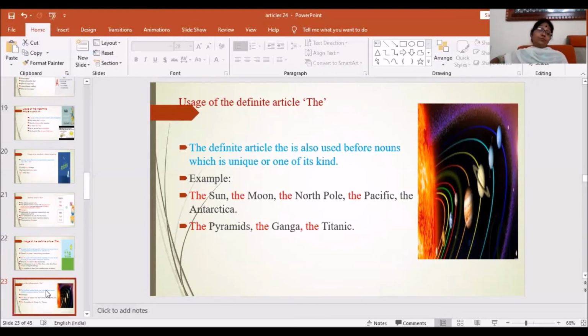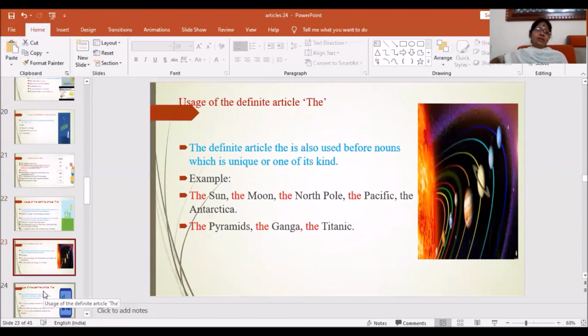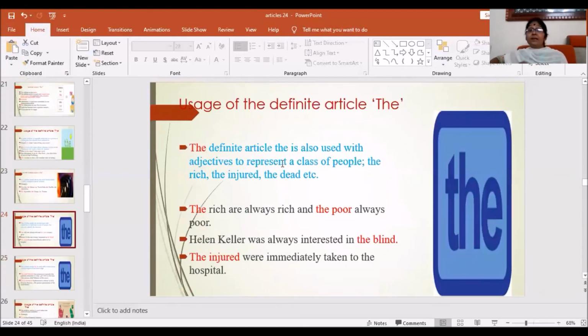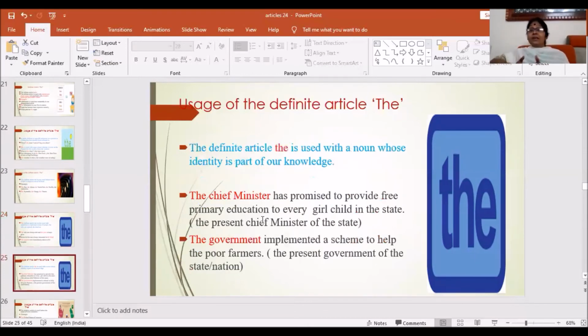So there also we use our definite article the. Then the definite article the is also used with adjectives to represent a class of people, the rich or the poor, right? So there also we can use. Then the definite article the is used with a noun whose identity is a part of our knowledge, right? For example, when I say the chief minister has promised to provide free primary education to every girl in the state, here I know very well who the chief minister is, right?